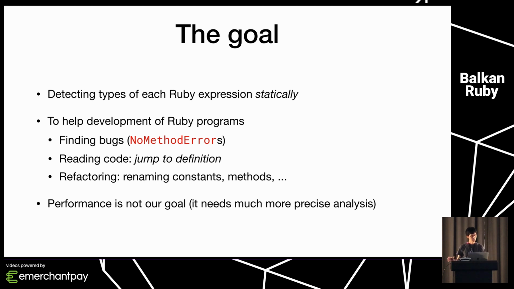And on the other hand, performance is not our goal. Performance improvements by a type checker come from skipping some of the runtime checks during execution, so it needs much more precise analysis of the Ruby code. Unfortunately, that's really difficult and almost impossible. So performance is out of scope of this project.